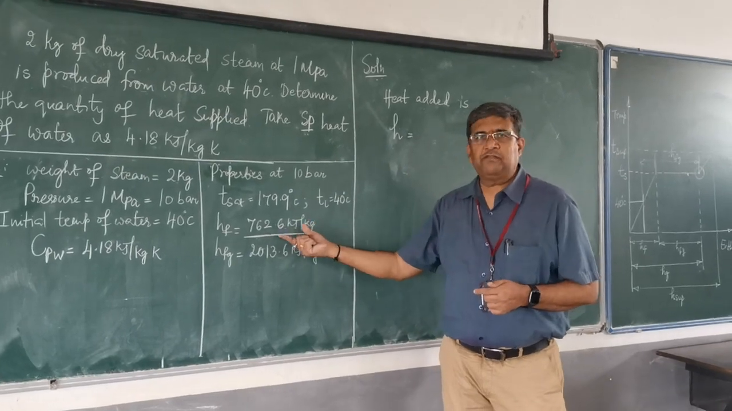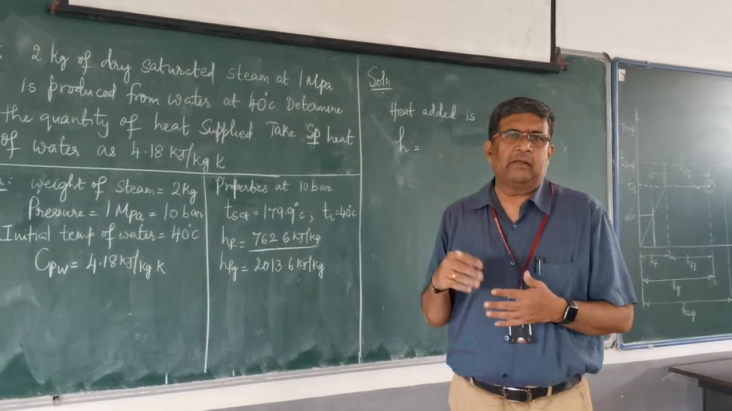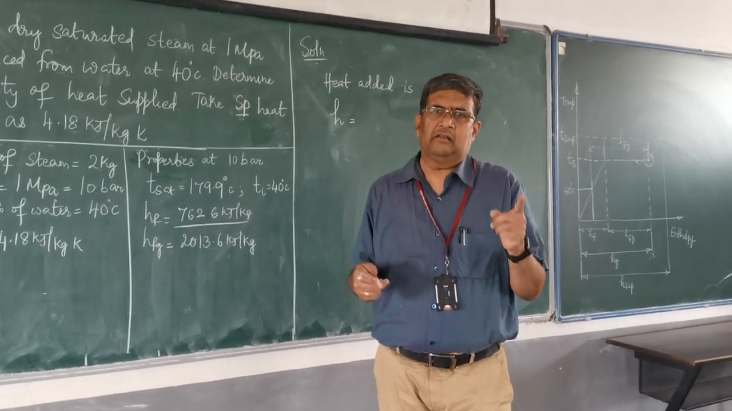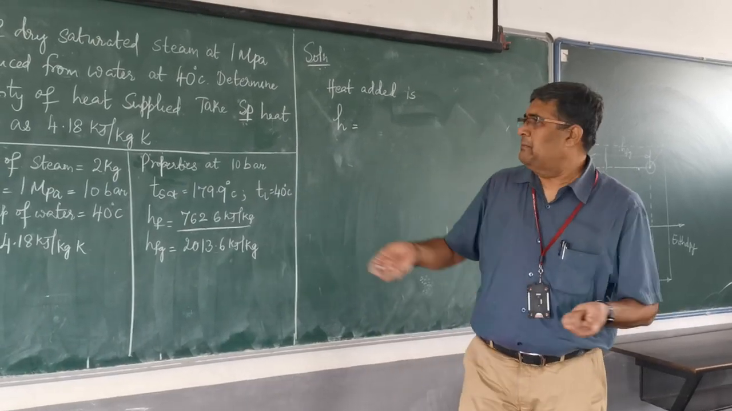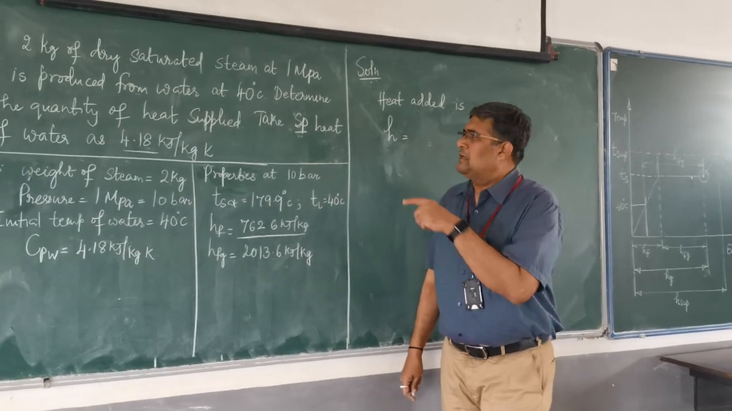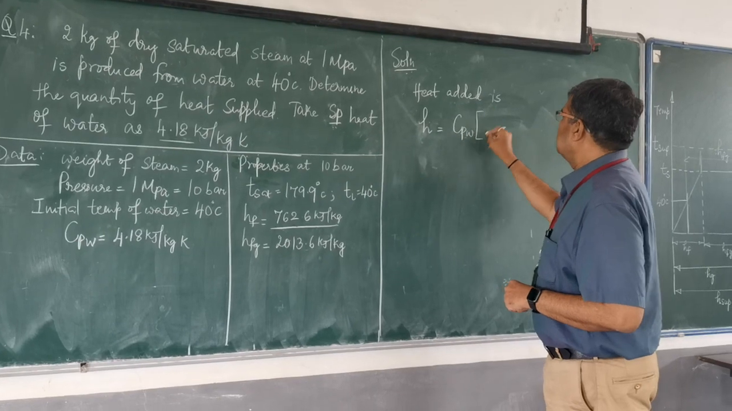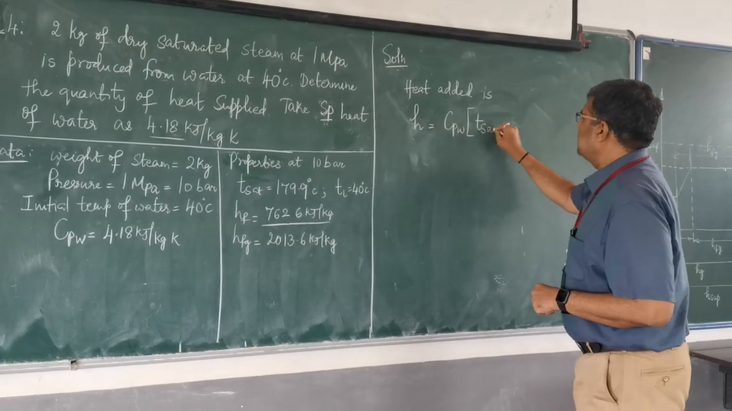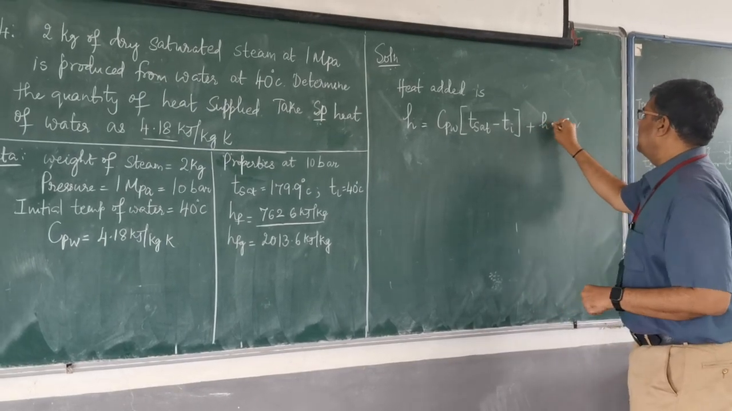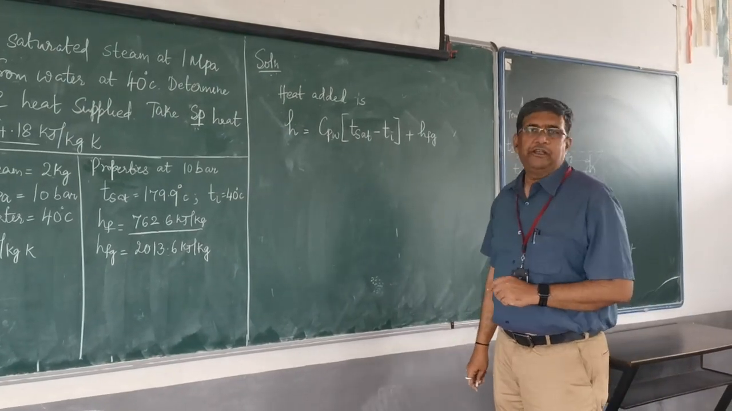So instead of that, we know that heat added Q is equal to m Cp delta T. M is 1 anyway, that is 1 kg mass. Cpw is given to us, and delta T is the difference in temperature. So I will write this as Cpw, then T saturation minus T initial, plus HFG. That will be the heat which needs to be added.